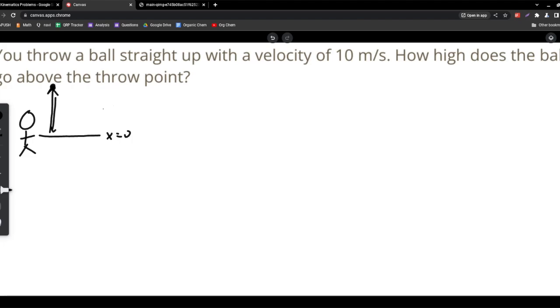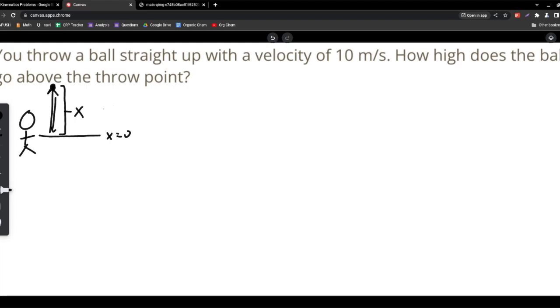And we're going to assume that it goes in a straight vertical line into the sky, because we haven't done motion in two directions yet. The question is basically asking for this distance, from the throw point to the very top.